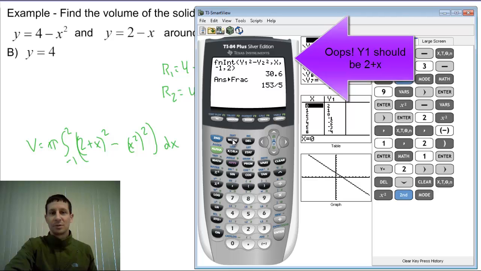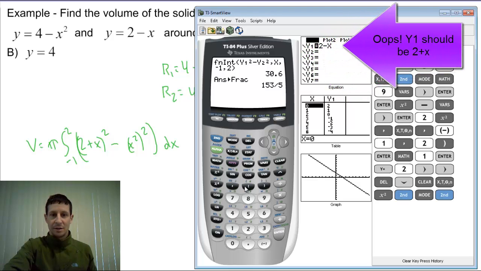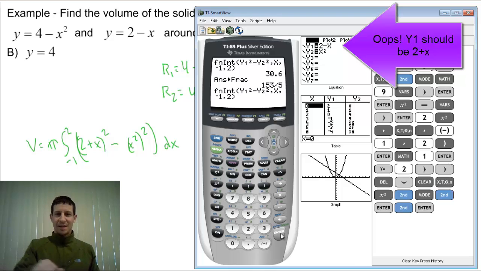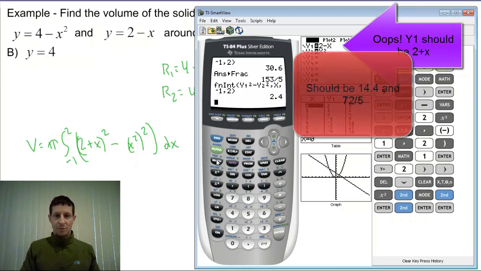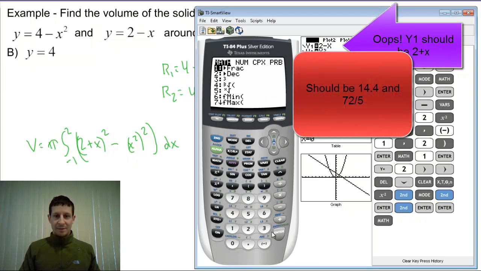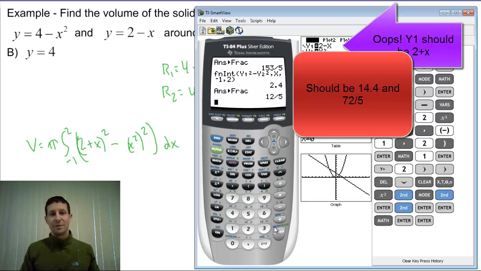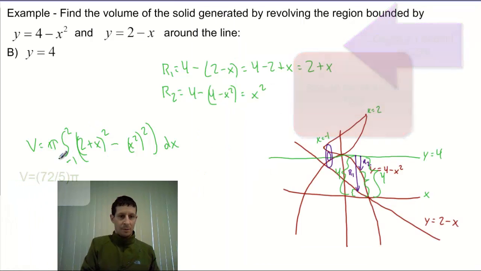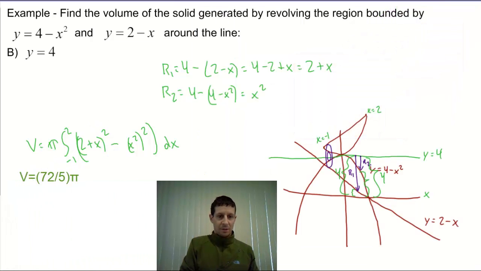When I go back to the home screen, I'll hit second enter, and I'll hit second enter again, and I don't need to change the statement the way I did, because then on the screen here we have outer radius squared minus inner radius squared, and we're still going from negative 1 to 2. We get 12.4, which again is a nice fraction. It's 12 over 5. So volume equals 12 over 5. Don't forget the pi.